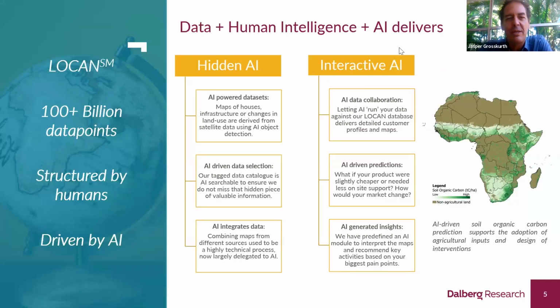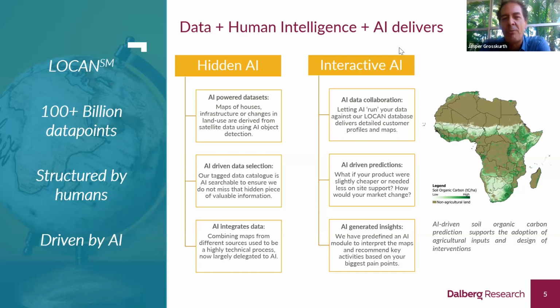Now, under the hood, there's quite a bit of AI. We have a lot of data sets. In our database, LOCAN, short for location analytics, we have 100 billion data points. These have to be structured by humans. AI is not yet able to organize them in a meaningful way. But then there's a number of AI modules here. So a lot of data sets are AI powered.